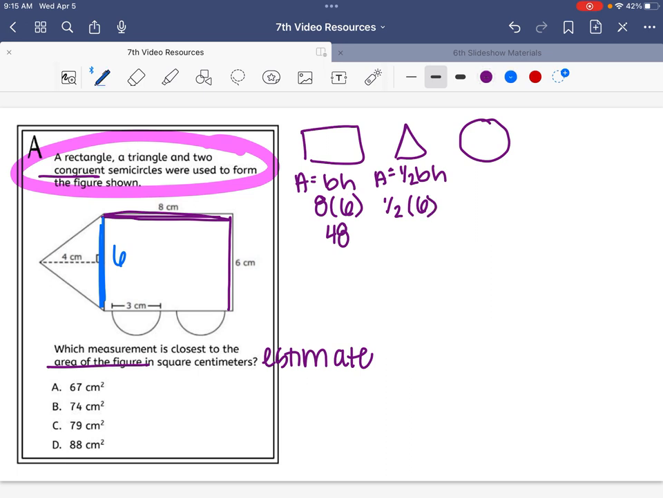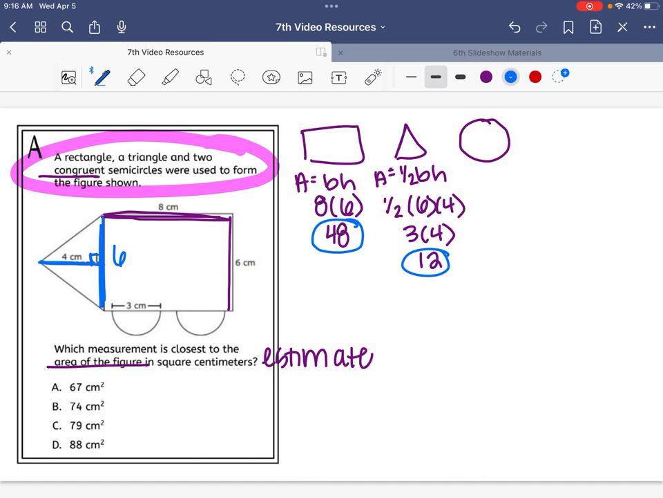And the height of that triangle is going to be this vertical distance that, remember, has to make a 90-degree angle. And so we would plug 4 in for the height of the triangle. Half of 6 is 3, and 3 times 4 is 12. So I know the area of my triangle is 12. The area of my rectangle is 48.